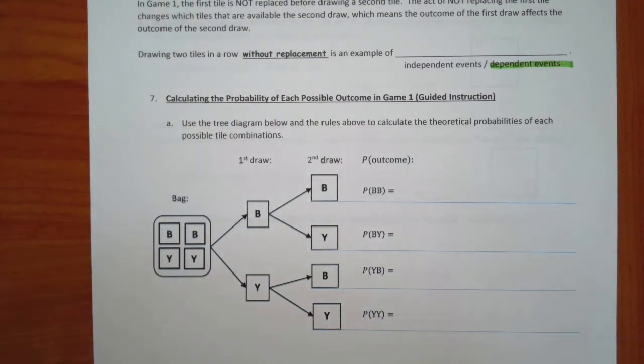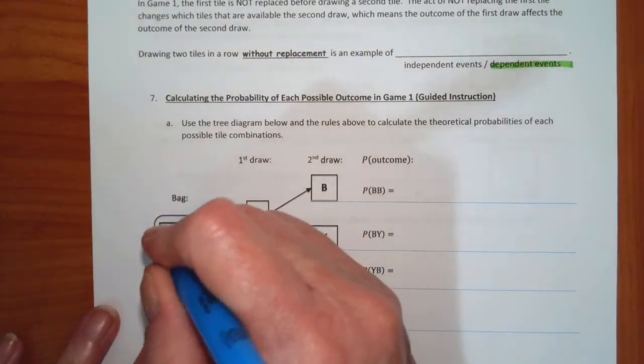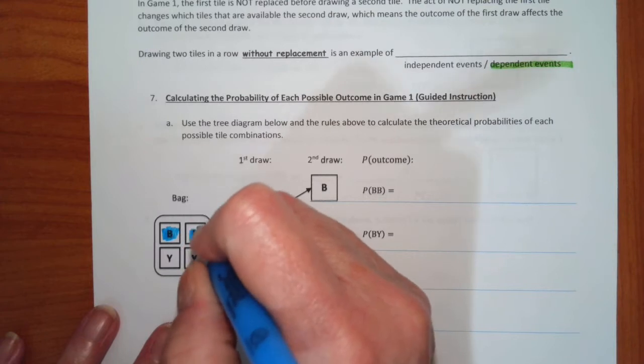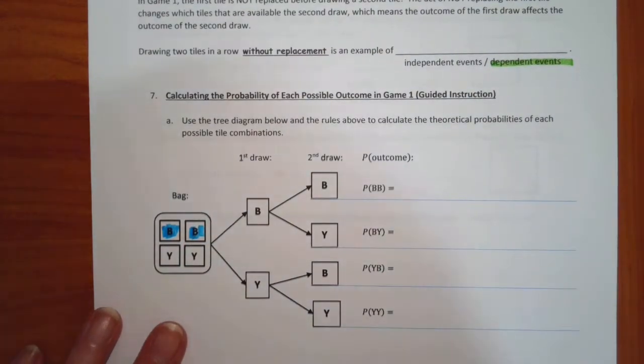Okay, so let's look at this same problem with drawing the blue and the yellow and figure out what's going on with it and how we're going to calculate the probabilities. Okay, so we know we have our bag with our 2 blues and our 2 yellows.